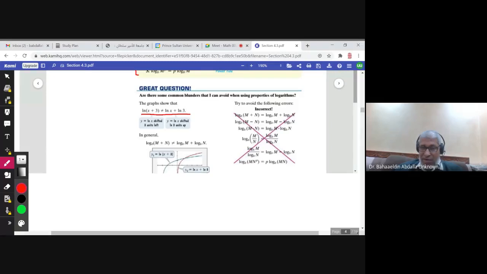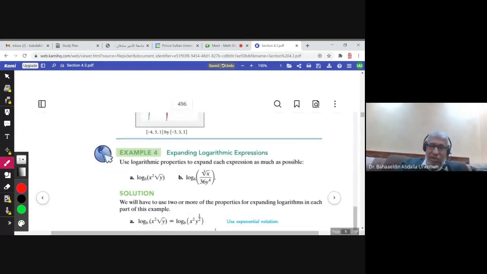The asymptote here is x equals 0, a vertical asymptote, while the asymptote for this one is x equals negative 3. So the two functions are not the same. These two are not the same. Please do not use this because it's not correct.